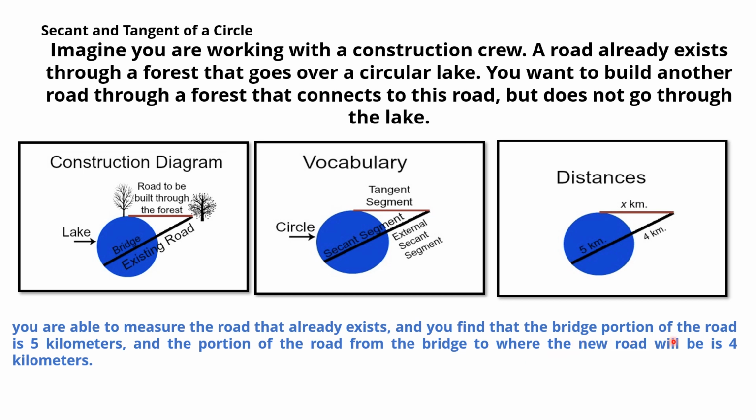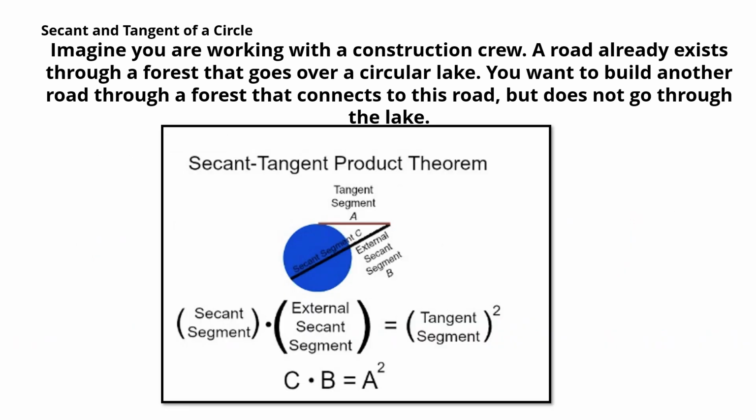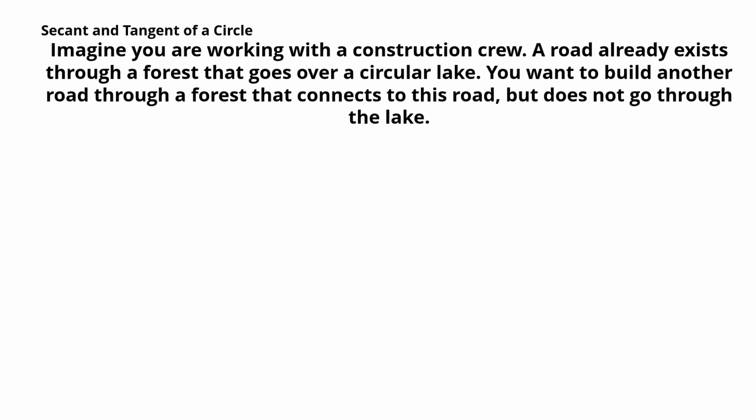Okay, so our problem here is you are able to measure the road that already exists and you find out that the bridge portion of the road is 5 kilometers. And the portion of the road from the bridge to where the new road will be is 4 kilometers. So, ito na yung bridge natin, yung existing natin, 5 kilometers, nag-extend tayo, 4 kilometers doon. At ang hinahanap natin is yung tangent natin, tangent segment natin. So, for this, we have the secant tangent product theorem. Kanina, gagawin lang natin is square the tangent segment is equal to the secant segment multiplied by the external secant segment. So this will be our solution for our problem.